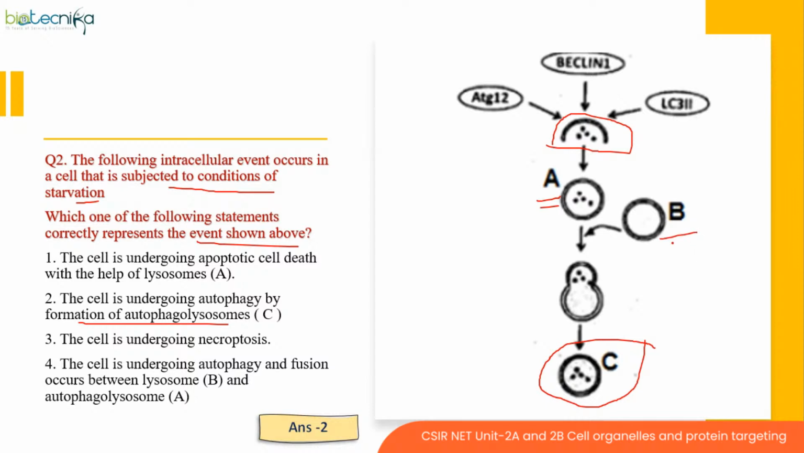And now comes your B, the lysosomes. So now A and B combine together in this way, and what are we getting? Autophagolysosomes. Now, lysosomes have the hydrolytic enzymes, so they will be targeting the content for degradation. I hope you got it.